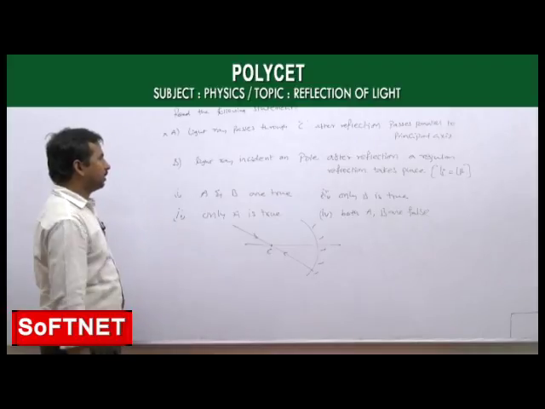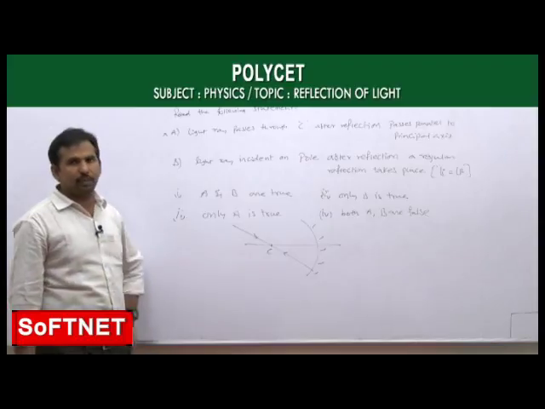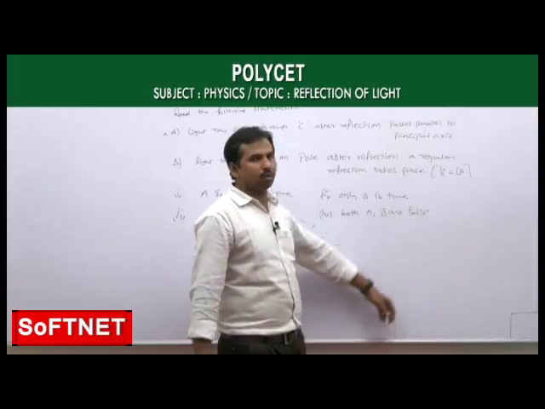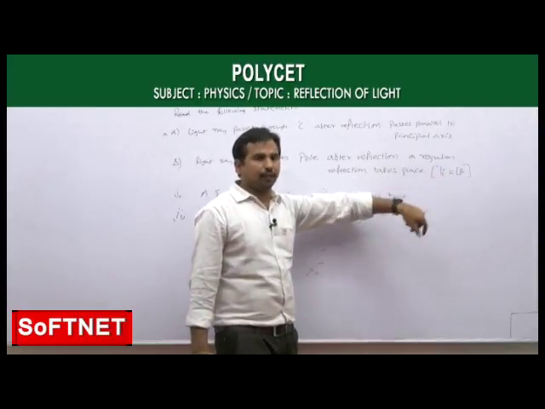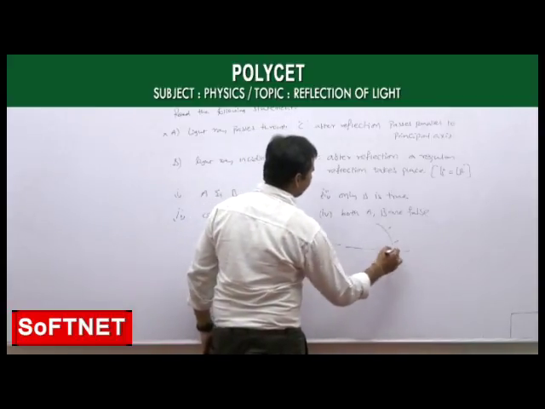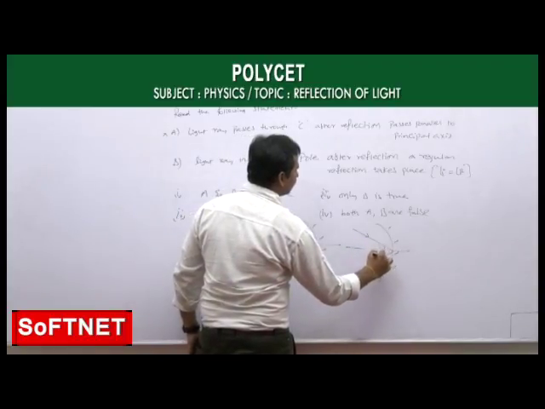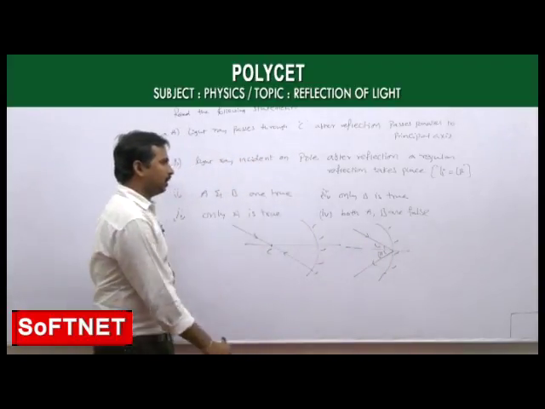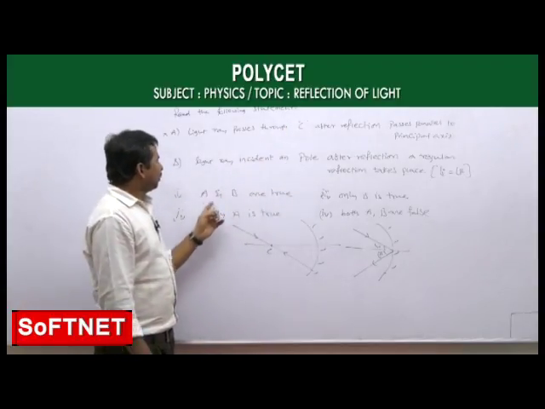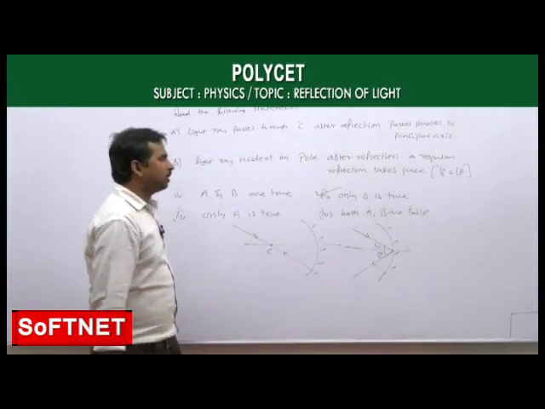Whereas, come to the second case, if the light ray is incident on the pole, after reflection a regular reflection takes place, where angle of incidence is equal to angle of reflection. This follows rule number 4, that is, when the light ray is incident on the pole of a spherical mirror, the angle of incidence and angle of reflection are the same. Which means statement A is wrong, whereas statement B is true. So only B is true, which is the third option.